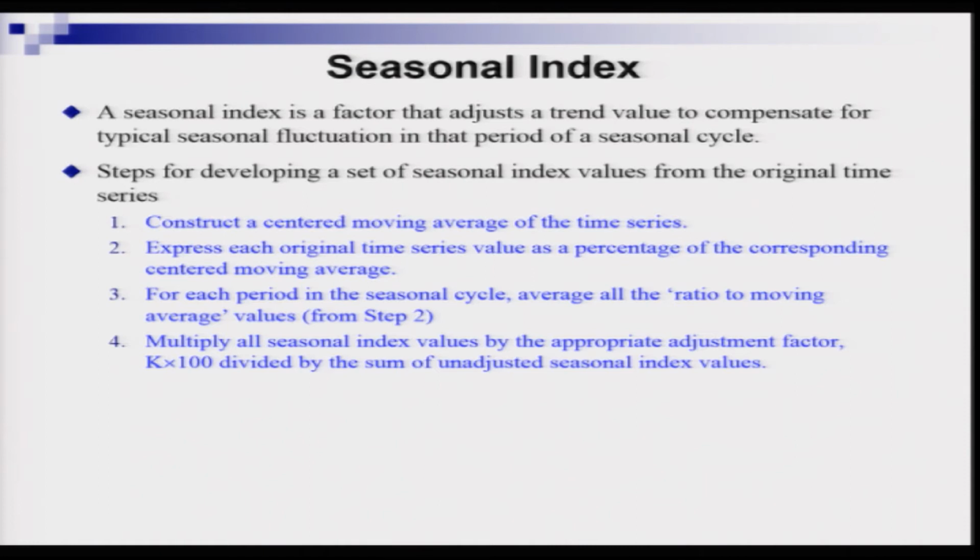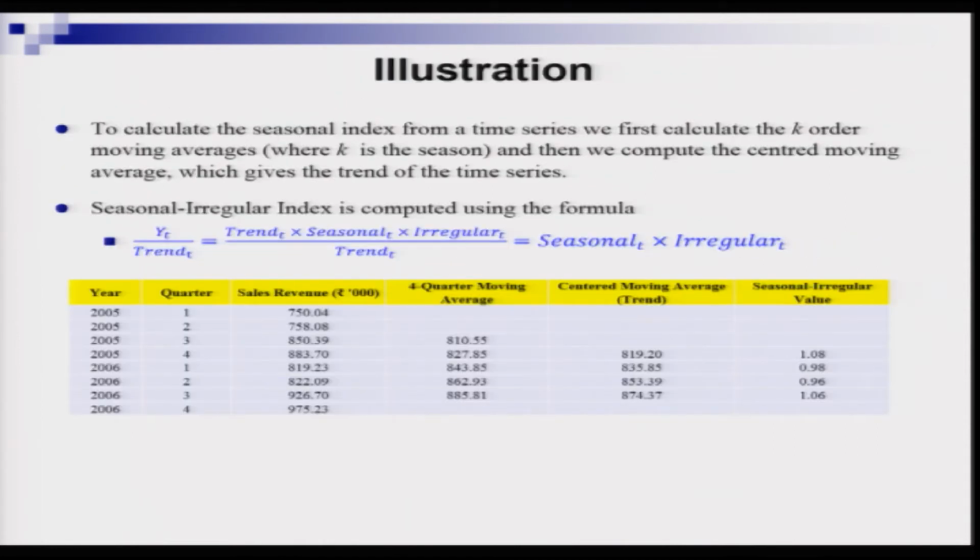So, these steps may look a bit complicated as they are expressed in words, but in later slides hopefully this will be clear when I am going to show you the actual use of seasonal index. So, first you need to calculate the seasonal index from a time series, and for that we first calculate the k order moving averages, where k is the number of seasons or quarters in the data, and here of course from the story you can say that we are dealing with a small data set.